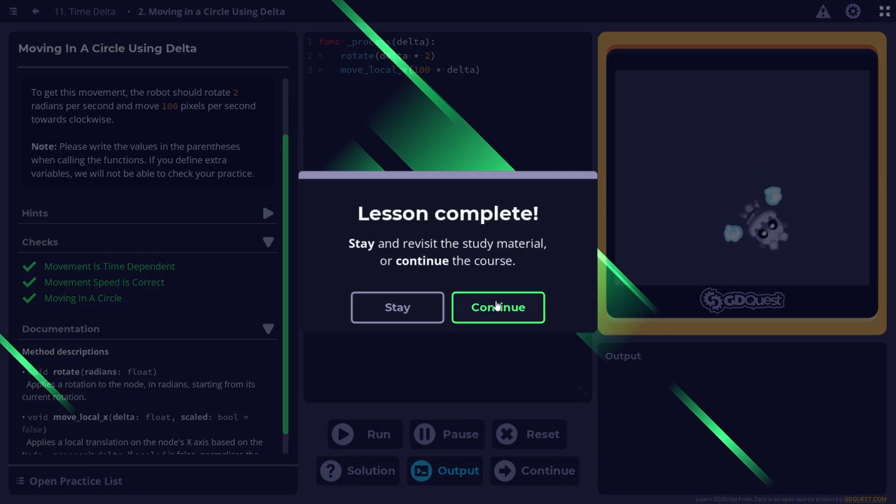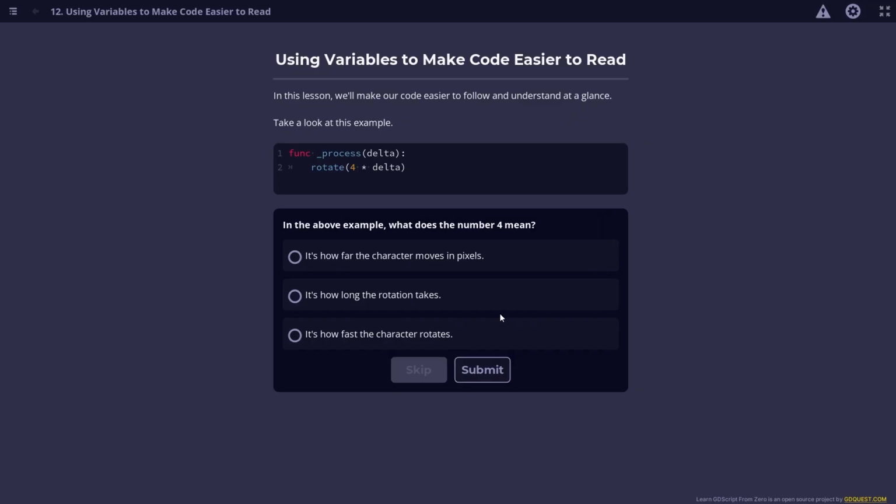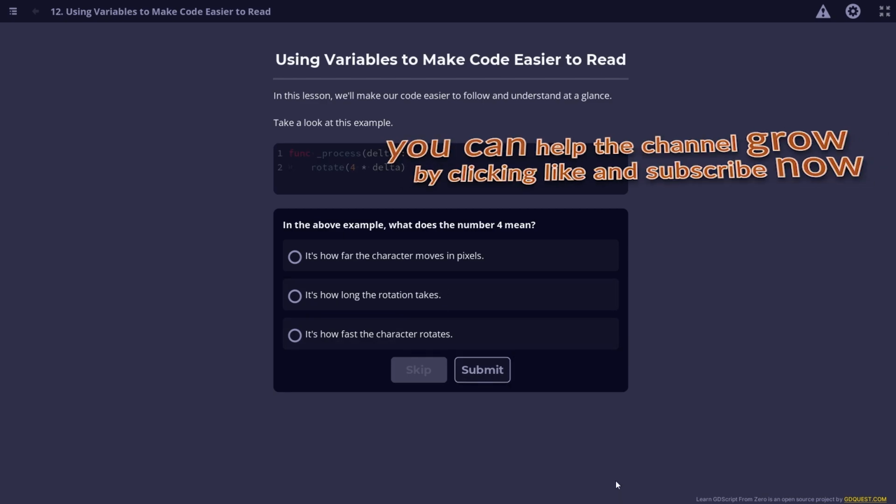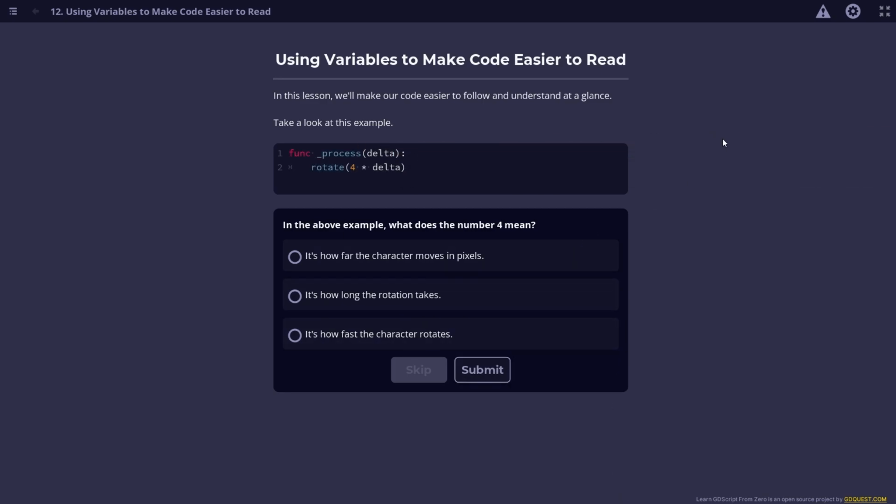All right, so we learned that. I gotta make a 5-second video for this one. Maybe not, we'll see. Maybe there's gonna be 1,000 lines after this. Who knows? Anyway, now we're on to using variables to make code easier to read, and we'll see you next time.